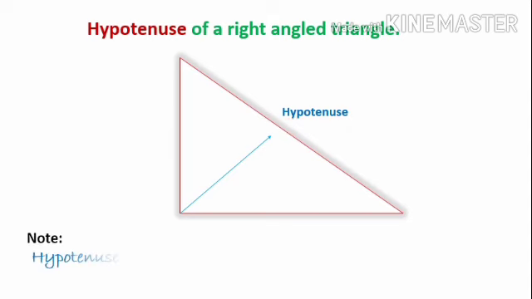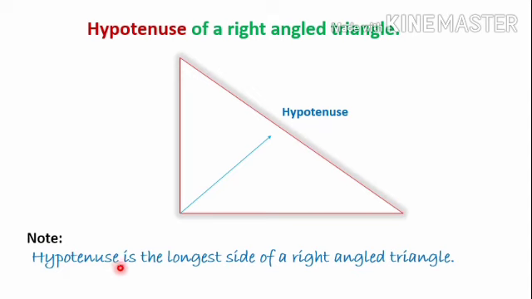And please note that the hypotenuse is the longest side of a right angle triangle. If you consider a right angle triangle, there are three sides, and among these three sides, the longest side must be the hypotenuse. And once again, hypotenuse means the side which is opposite to the 90° angle.